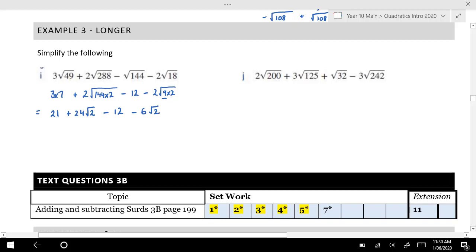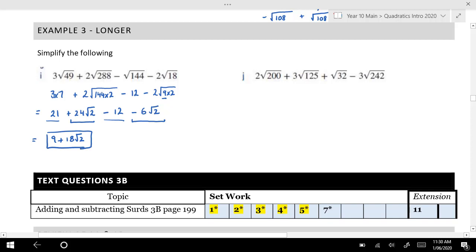Now, we can bring these together. Let's collect like terms. We've got our whole numbers here. 21 take 12 is going to be 9. And how many root 2's do I have? I have 24, and then I take away 6. So that's going to be plus 18 root 2. And now we've simplified that.